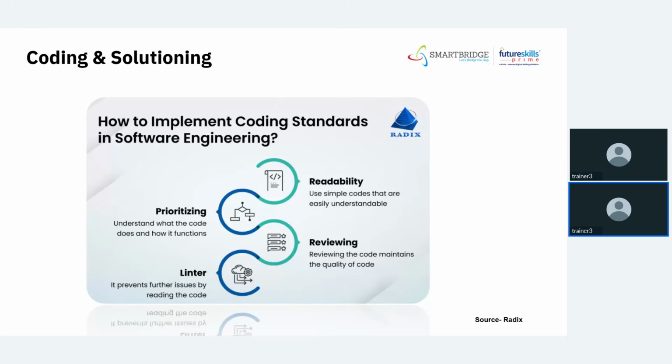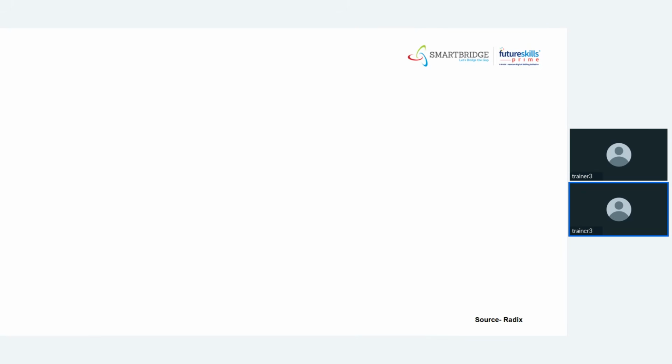And reviewing. Reviewing the code is maintenance of the quality of the code, right? If you are reviewing the code, it will give the best output. If you have any errors or bugs, you can clear them by reviewing the code. And linter, so what is this linter? It prevents further issues by reading the code. If there are any issues, it is going to report them. In this way, you need to give the best solution using the code.